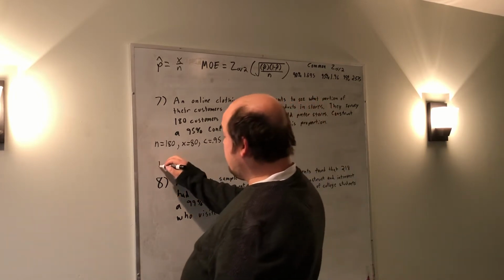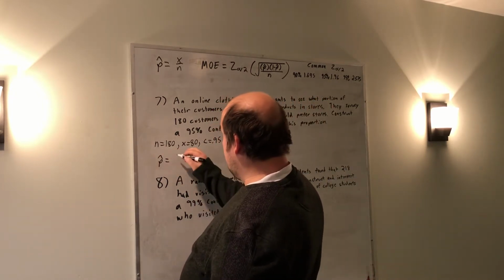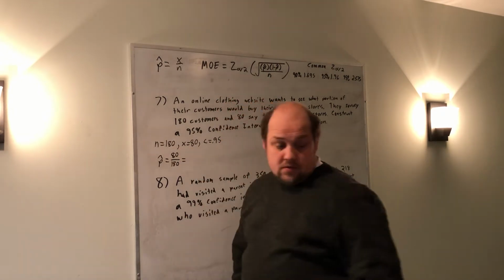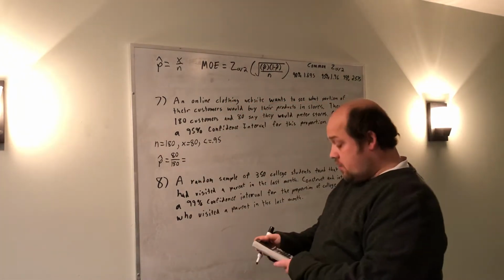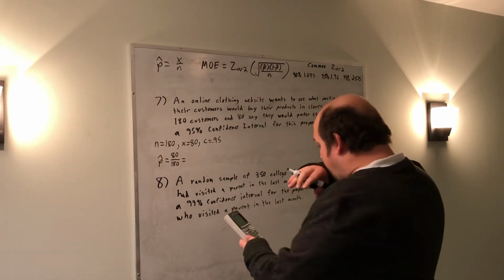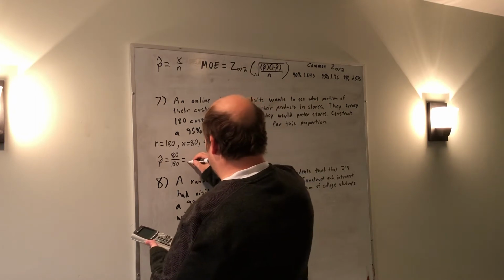First thing I need to calculate is p hat, the proportion of X over N based on the sample. So if I put into my calculator 80 divided by 180, it gives me 0.44.